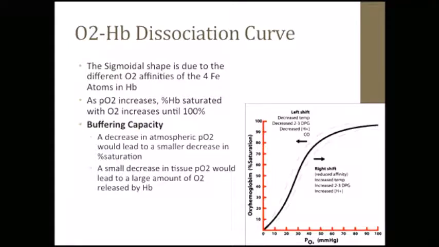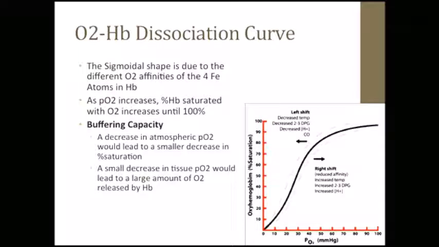Okay, so the buffering capacity. Basically, the buffering capacity describes this curve. So at a PO2 of 100 here, if you were to find the percentage saturation, that will give you maybe about 98%. So if I were to get a 10% reduction in my atmospheric PO2 to, let's say, 90, where's my mouse? Oh, there we go. You would only have, for example, 96%. So instead of having a 10% drop in your percentage saturation because of your 10% drop in atmospheric PO2, it actually only leads to a 2% drop, so it lessens the decrease. So that's the buffer effect that it has.